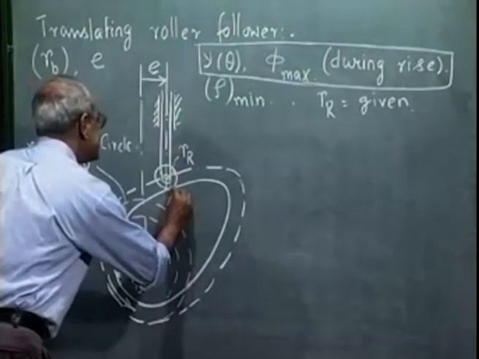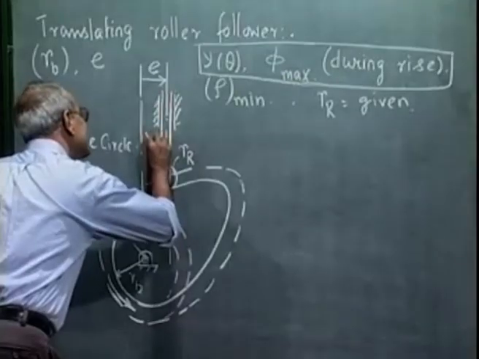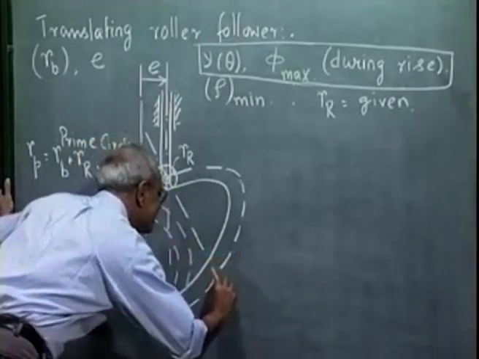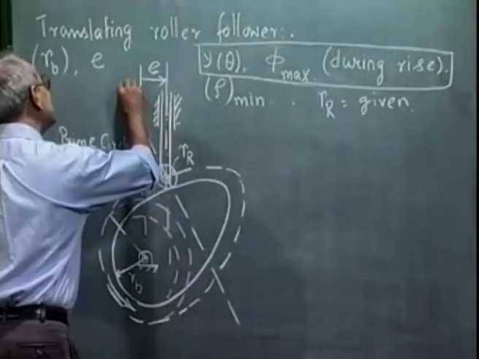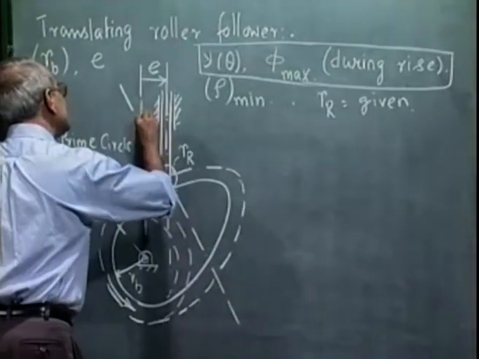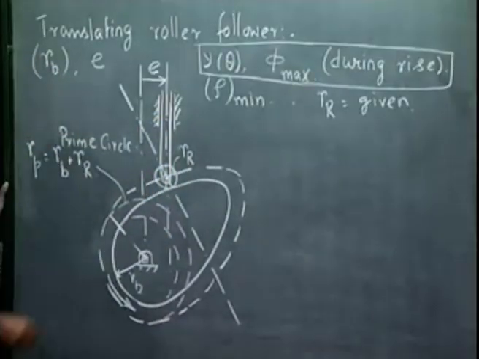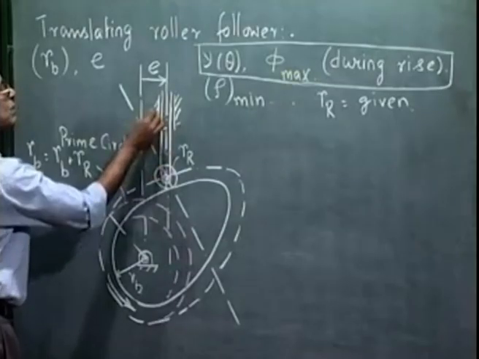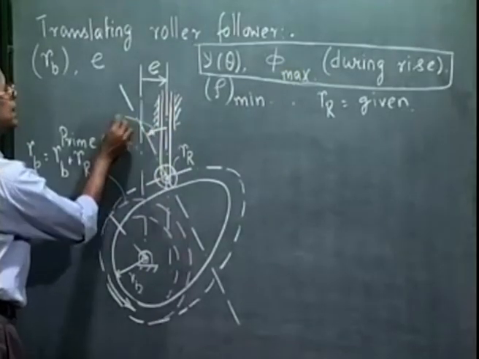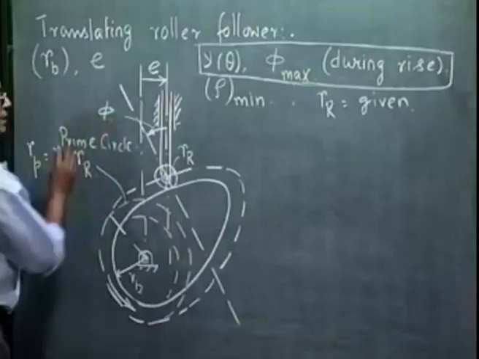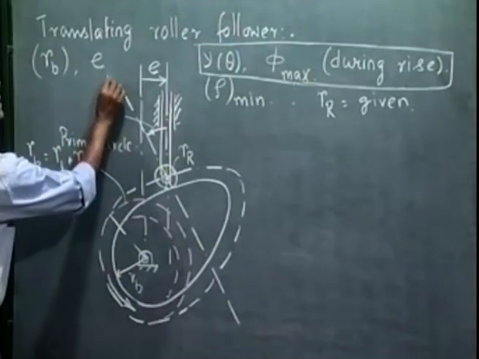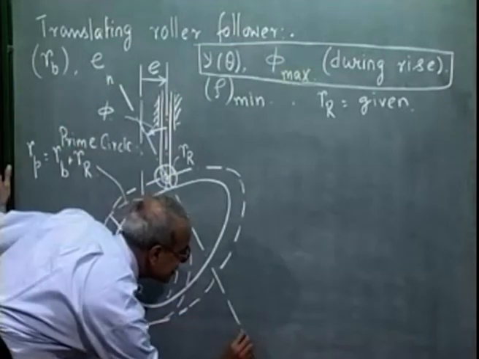And if this is the contact point, then joining the contact point with the roller center, that is the common normal between the cam and the roller surface, and it is this angle that this common normal makes with the direction of the follower movement that is called the pressure angle. So first of all, let us try to get an expression for this pressure angle in terms of RB and other things.